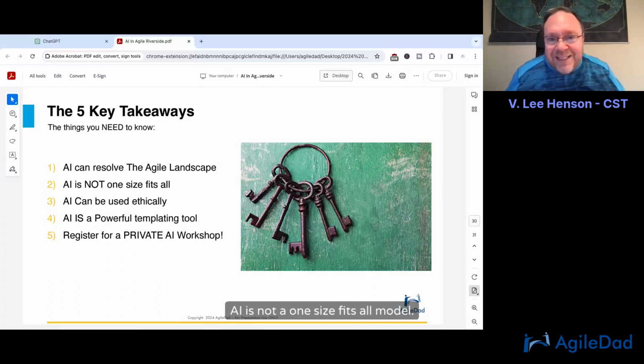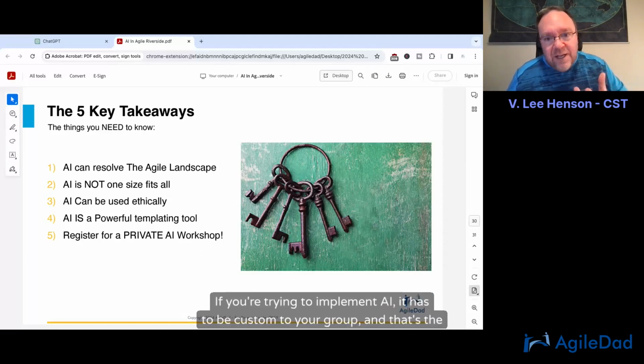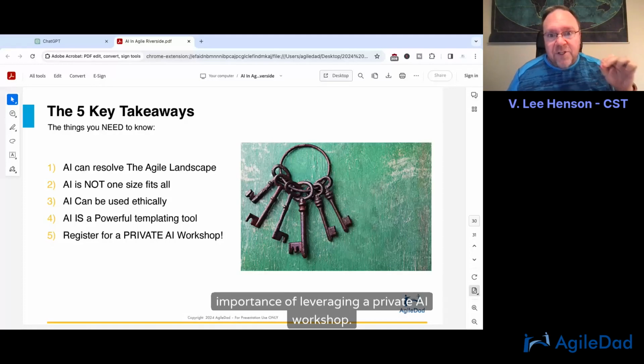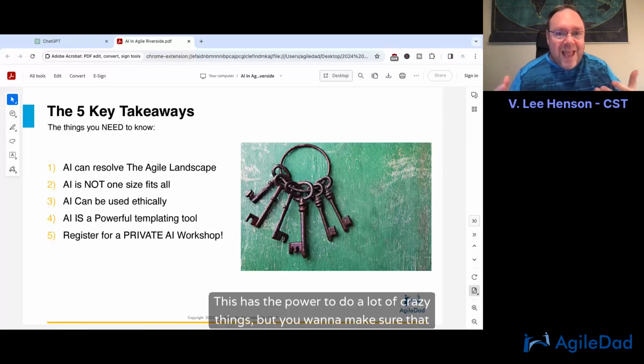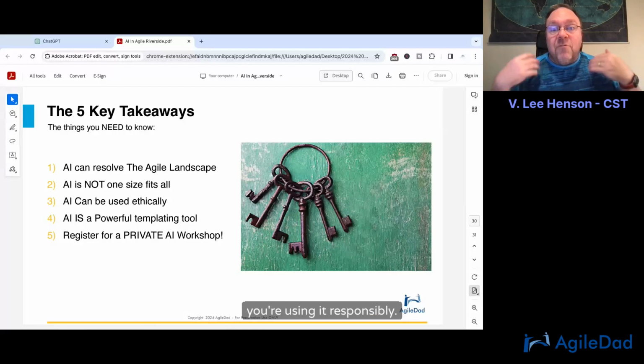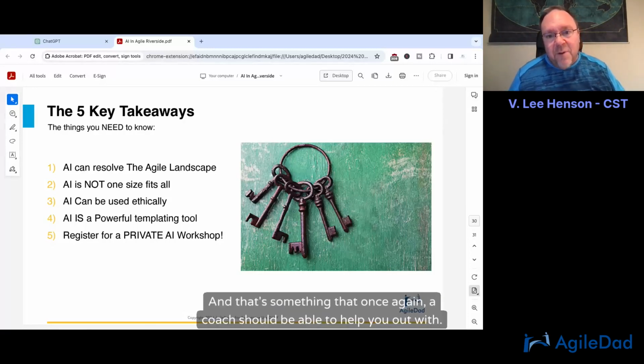2, AI is not a one-size-fits-all model. Let's get that out of the way right now. If you're trying to implement AI, it has to be custom to your group, and that's the importance of leveraging a private AI workshop. 3, AI can and should be used ethically. This has the power to do a lot of crazy things, but you want to make sure that you're using it responsibly. And that's something that, once again, a coach should be able to help you out with.